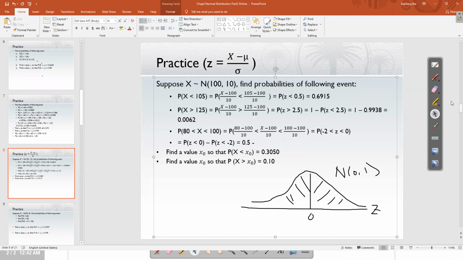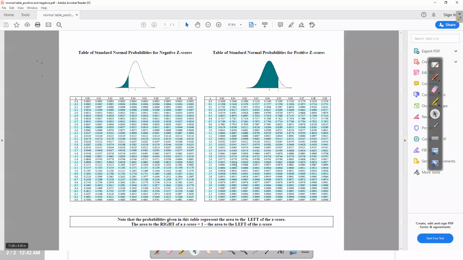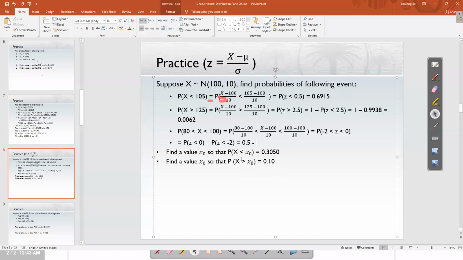And if you don't believe me, you can still just go to the z table. You look for z score 0.00, right? So basically 0 is right here, it's 0.5, or you can find a 0 here, right? 0.5. Anyway, so that's the first probability.